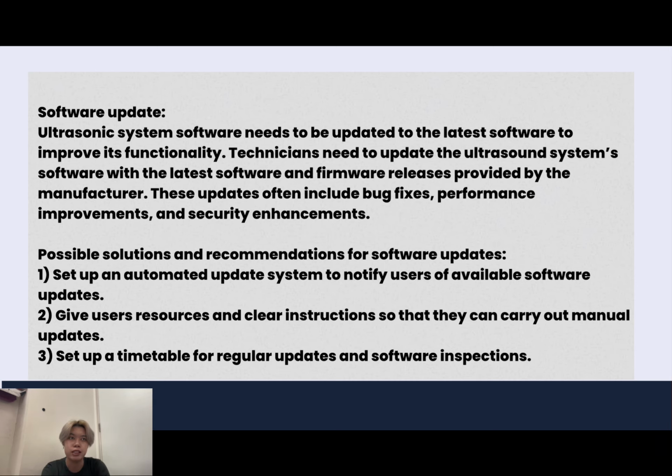Possible solutions and recommendations for software updates include, firstly, to set up an automated update system to notify users of available software updates. Secondly, give users resources and clear instructions so that they can carry out manual updates. Thirdly, set up a timetable for regular updates and software inspections.